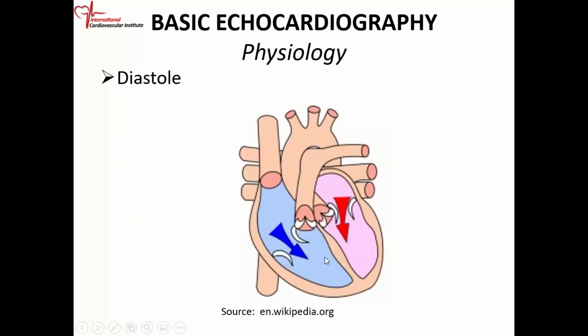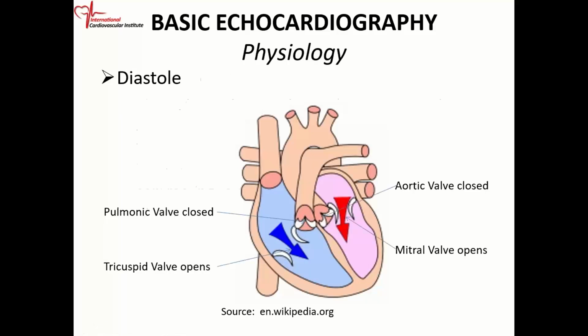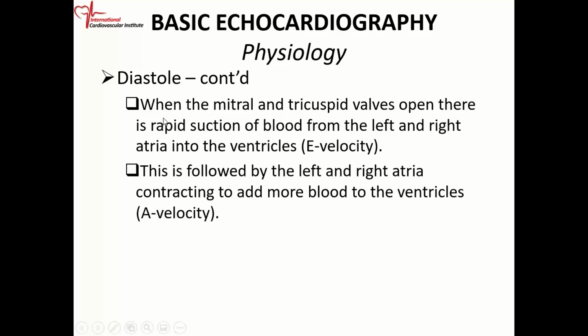Okay, so again in diastole, the pulmonary valve on the right and aortic valve on the left are closed, and the tricuspid on the right and the mitral valve on the left open. But you have to know the details of that. Okay. So when the mitral valve on the left and the tricuspid valve on the right open, there's a rapid suction of blood from the left and the right into the ventricles, and we talk about the E velocity. So once you start doing echo, we talk a lot about E velocity because the E velocity is going to tell you how the blood is flowing.